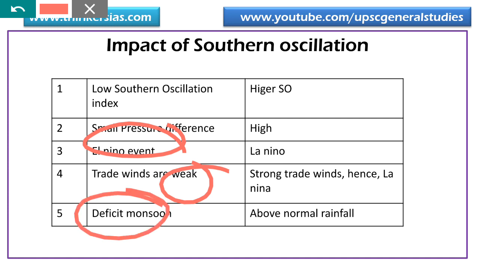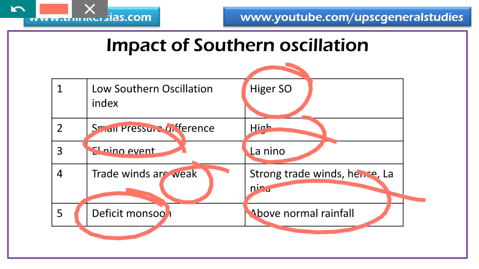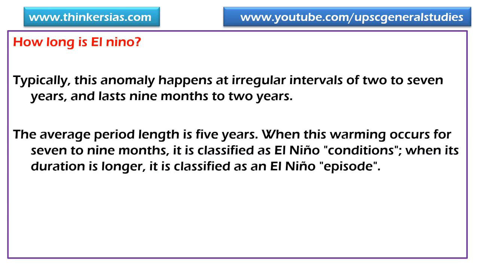Okay, so in the higher Southern Oscillation events, it leads to a higher pressure difference from Port Darwin to Tahiti. That leads to a La Nina event. So this leads to strong trade winds, hence La Nina occurs. Above normal rainfall results in India and Australia and other parts of the world. So that is about El Nino.